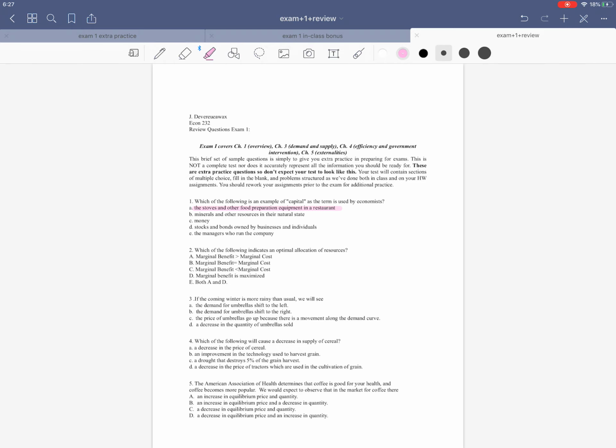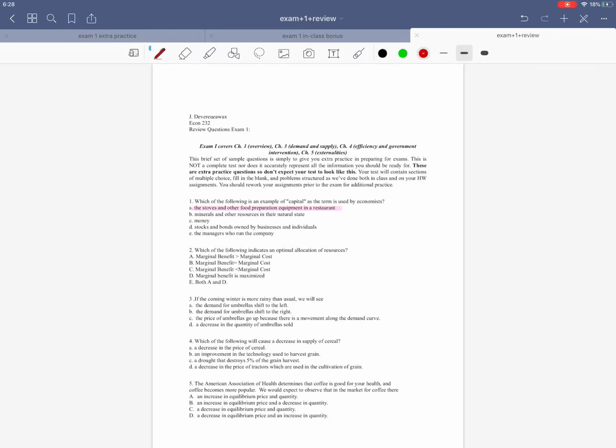The minerals and other resources are going to fall under the land category. Money is not considered a resource. Stocks and bonds owned by businesses and individuals are not resources. And the manager who runs the company would fall under the labor category. Which of the following indicates an optimal allocation of resources?